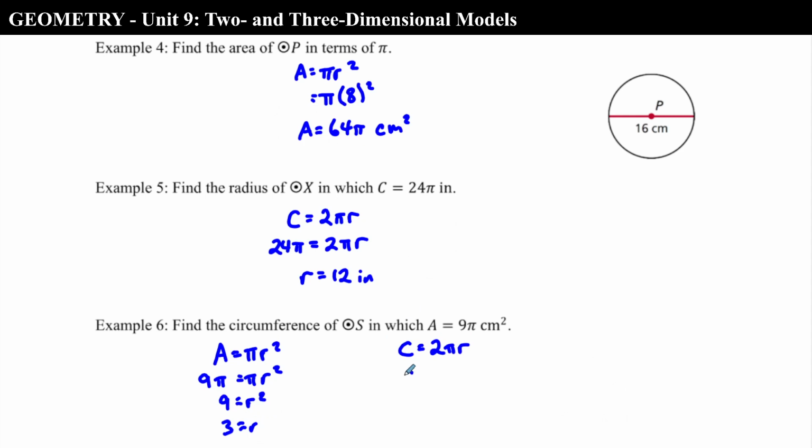Circumference is 2 pi r, so we have 2 times pi times our radius 3, and so our circumference is going to be 6 pi centimeters. No square on it because the circumference is a length measure. It is basically your perimeter of your circle.